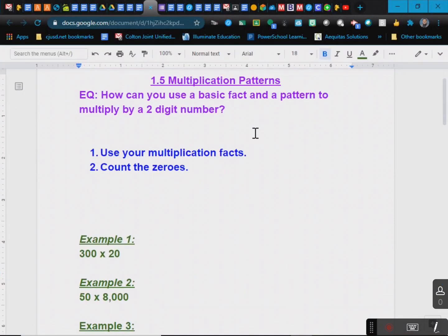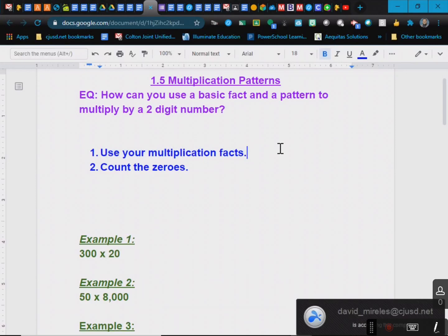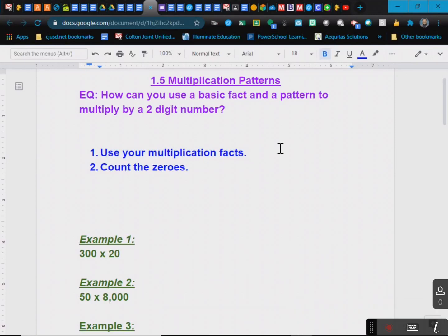The essential question is how can you use a basic fact and a pattern to multiply by a two-digit number? Here are the steps, and this one is very, very important. Use your multiplication facts. This is why multiplication facts are so important in 5th grade. If you don't know your multiplication facts, you need to be practicing them every single day. So know your multiplication facts.